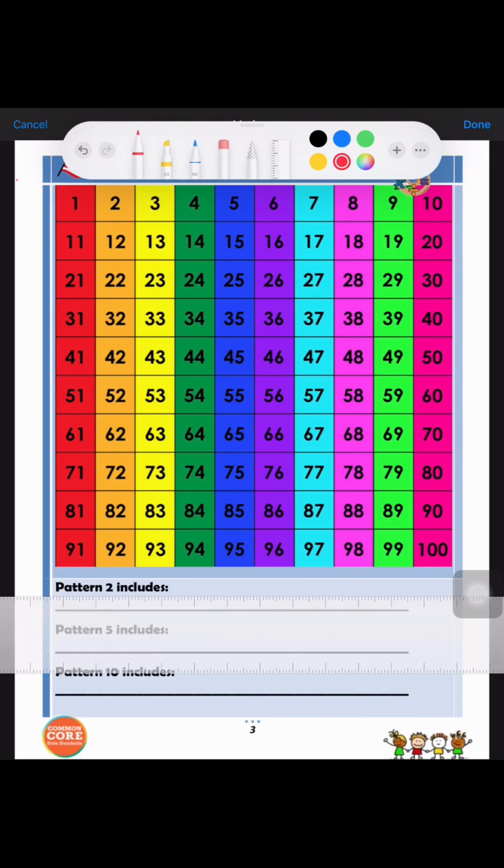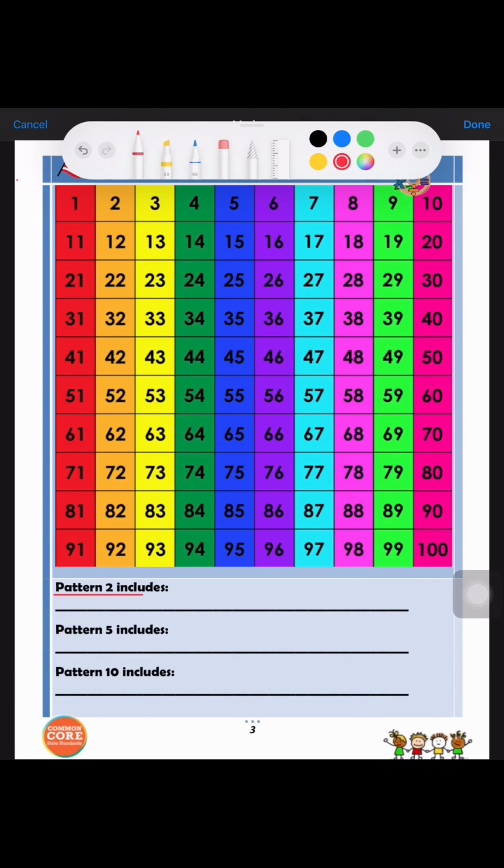Okay, and then we move on to page 3. So we need to find the patterns of 2. That means we need to skip counting by 2. So the first number is 2, and then 2 steps forward, it is 4. And then 2 steps forward, it will be 6. And then is 8. And then is 10. And then 2 steps forward is 12. And then is 14. And then 16. And then 18. And then 20.